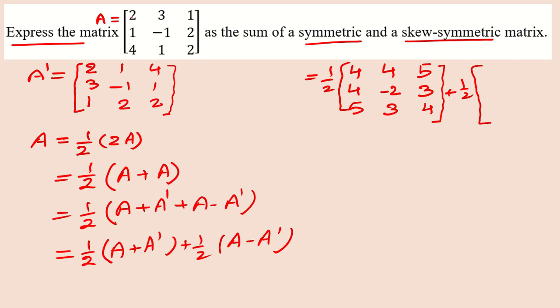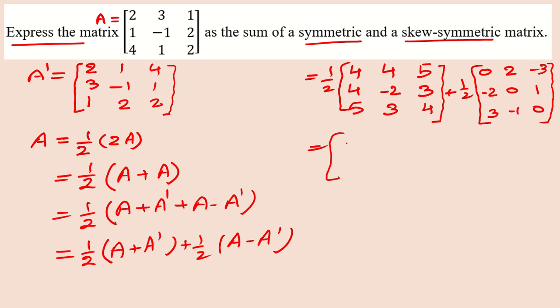So, what I will do here? 2 minus 2 means 0. 3 minus 1, 2. 1 minus 4, minus 3. Then 1 minus 3, minus 2. Minus 1 plus minus 1, 0. And then 2 minus 1, 1. 4 minus 1, 3. 1 minus 2, minus 1 and 2 minus 2, 0. Okay. Now, just divide every element by 2 because outside we have 1 over 2.